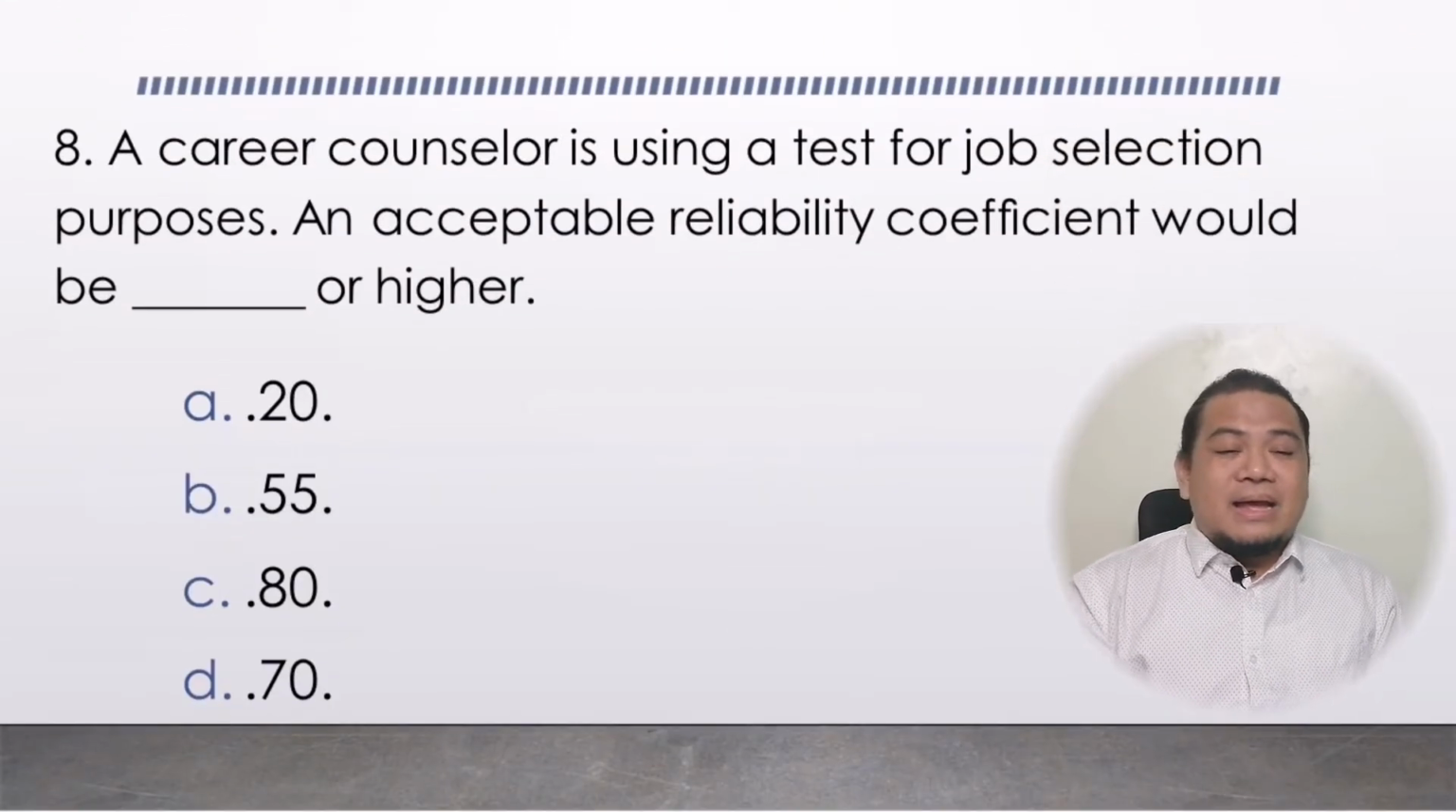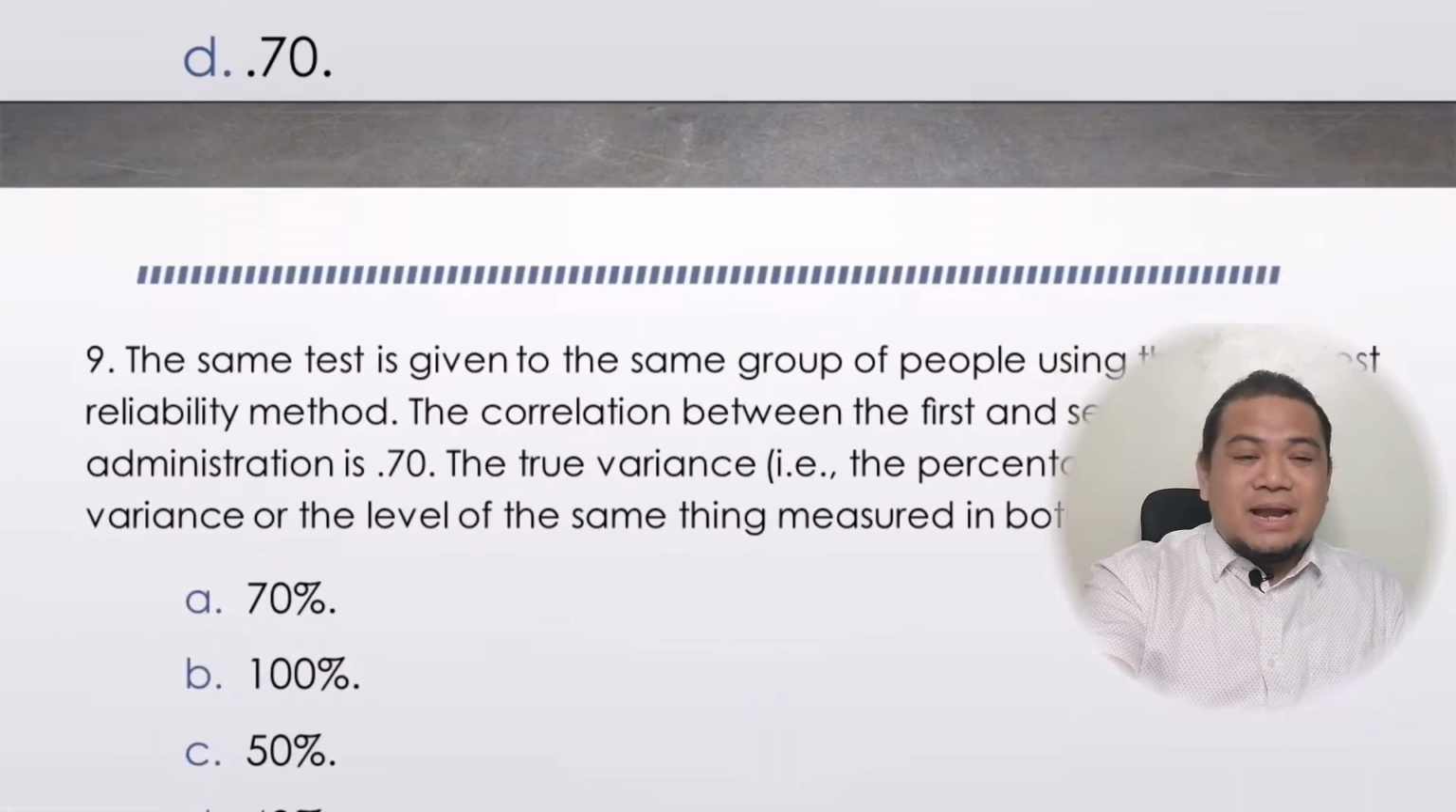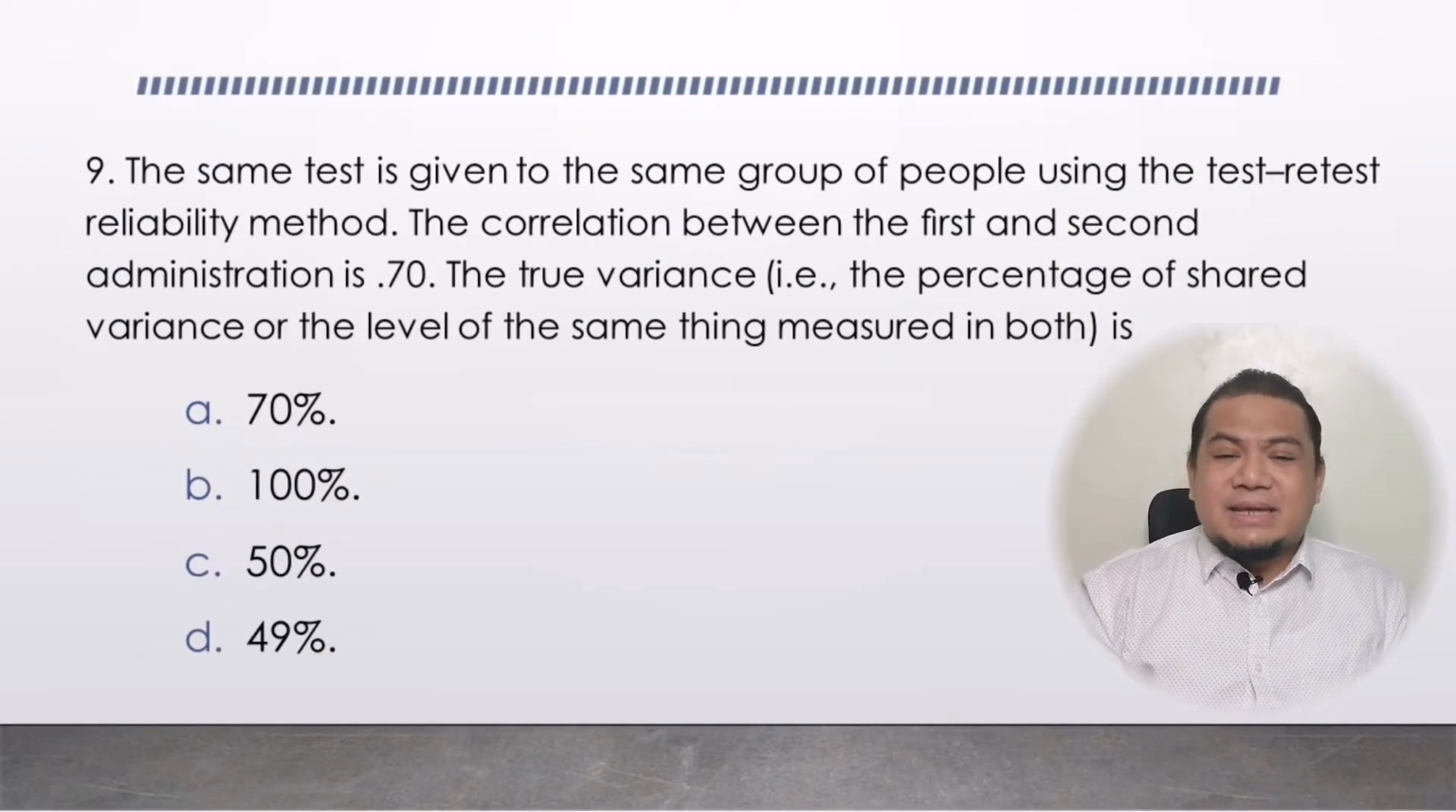Number 8. A career counselor is using a test for job selection purposes. An acceptable reliability coefficient would be blank or higher. Is it A, 0.20, B, 0.55, C, 0.80, or D, 0.70?